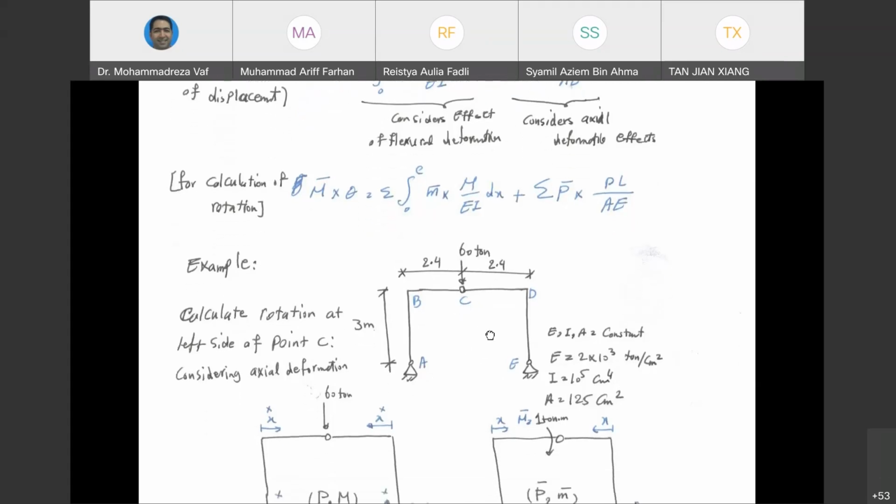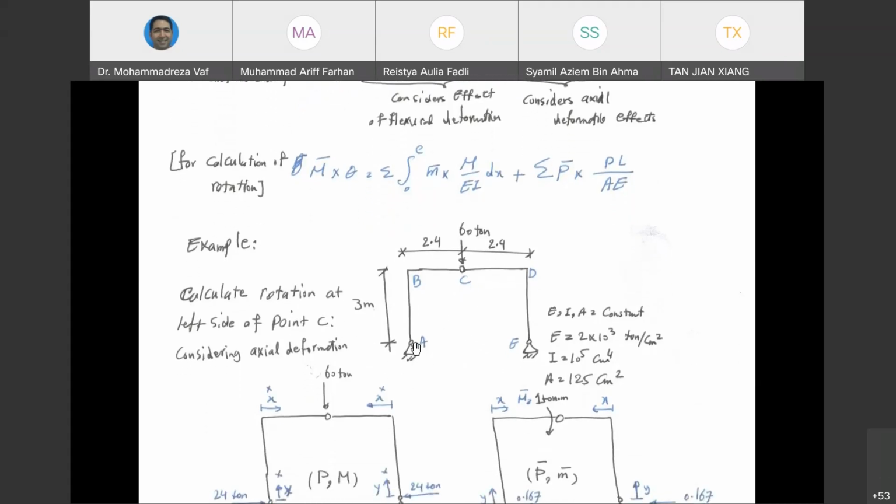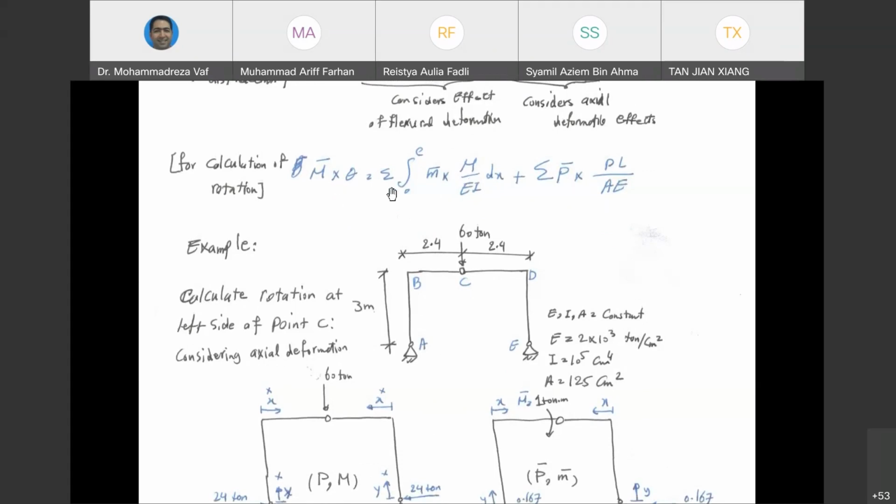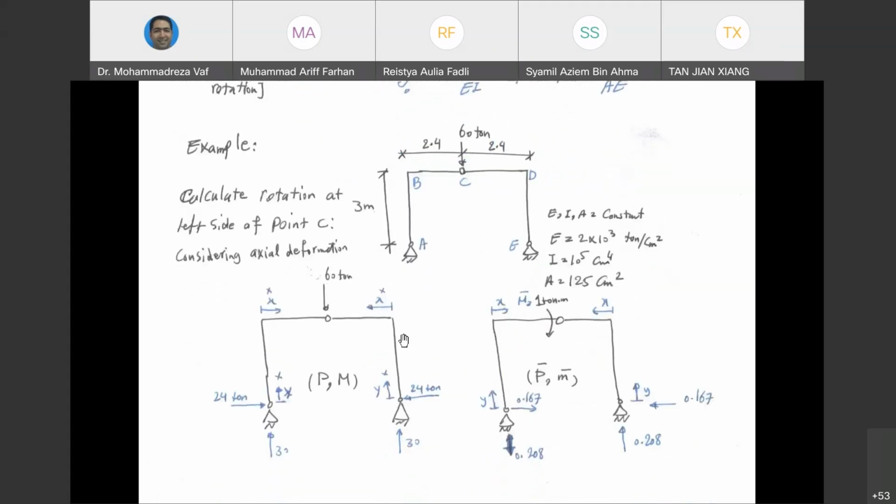Our intention here is to calculate the rotation at point A, left side of point C, and we also want to consider the effect of axial deformation. Since we want to calculate the rotation, according to this equation, we need to apply a bending moment at point C in the virtual structure. So we are going to have 2 structures. One structure is going to be this one, so you can see we have it here. And the second structure is going to be a virtual structure. We remove the external force and we apply a unit bending moment at point C. Because we want to calculate rotation, we apply a bending moment, and we apply it at point C because we want to know how much is the rotation at point C. So we have 2 structures.